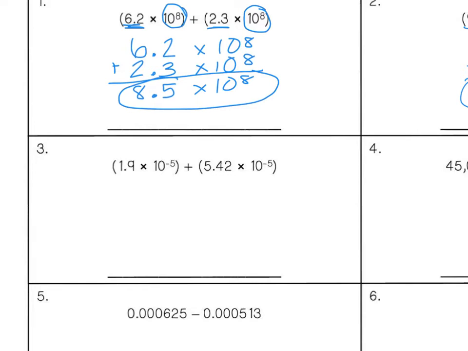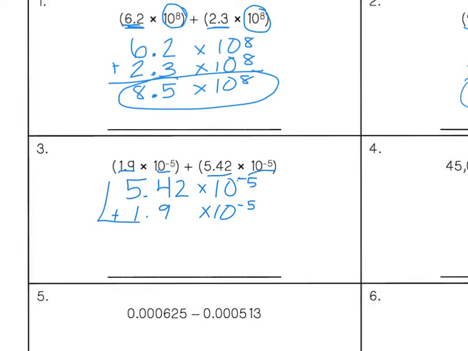So again, these are the same. We have 1.9 times 10 to the negative fifth plus 5.42 times 10 to the negative fifth. So those are the same, which means we add these numbers out in the front. 5.42 times 10 to the negative fifth plus 1.9 times 10 to the negative fifth. So we're really just going to add these numbers right here.